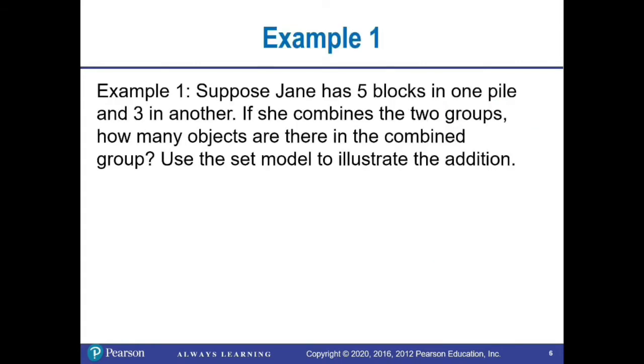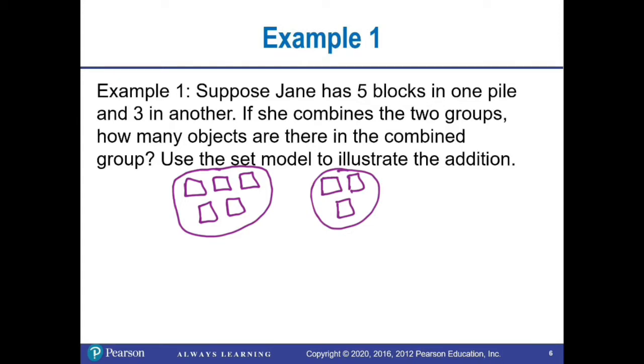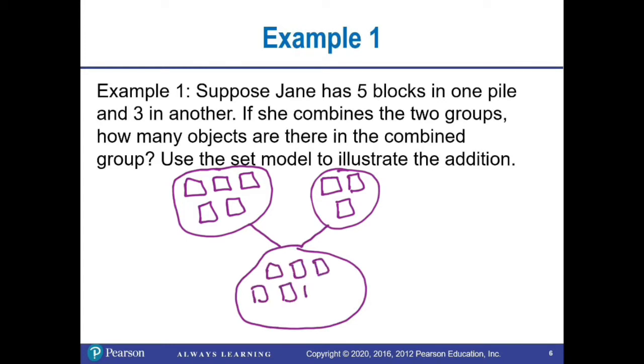In example 1, Jane has 5 blocks in one pile, 3 blocks in another, and she combines the 2 groups. So how many objects are there in the combined group? We draw 5 blocks to represent the first pile. We draw 3 blocks to represent the second pile. These are disjoint sets, 2 totally different groups, totally different piles. And when we put these 2 together, we have a total of 8 blocks.